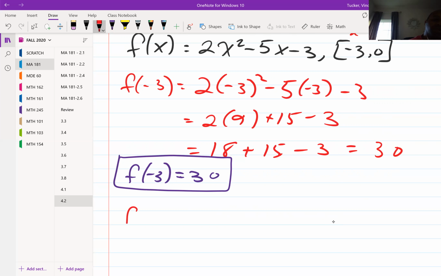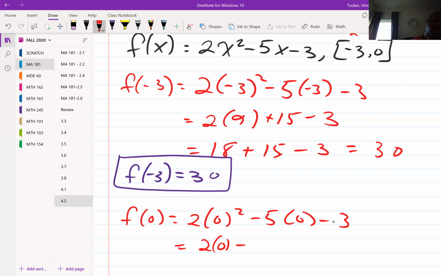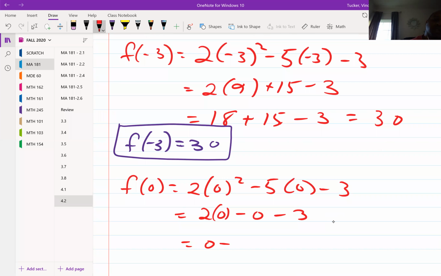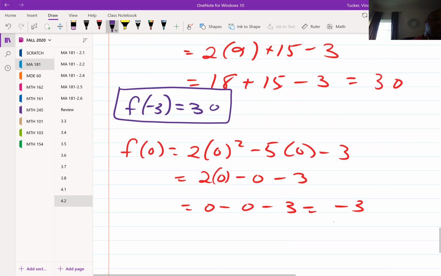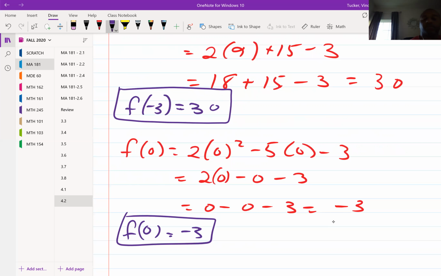All right, plug in B, which is 0 for us. All right, 0 minus 0 minus 3 is -3. All right, any questions so far? Should be good with that. That's just plugging in values.